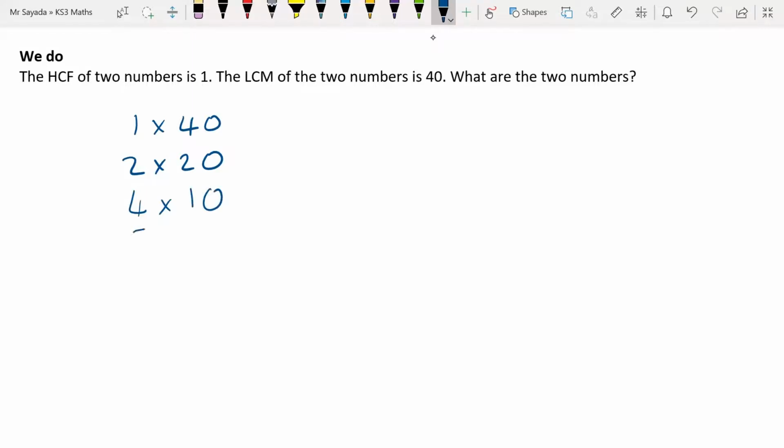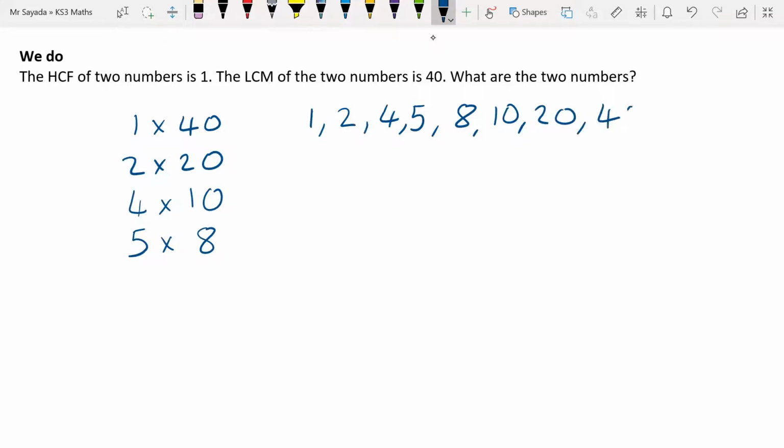Is 5 a factor of 40? It is. What's the factor pair going to be? 8. There are no other factors of 40. So I'm going to write those out now as a list. 1, 2, 4, 5, 8, 10, 20, and 40. Now pause the video and try and remember the next step. Once you're ready and you think you know the next step, press play.